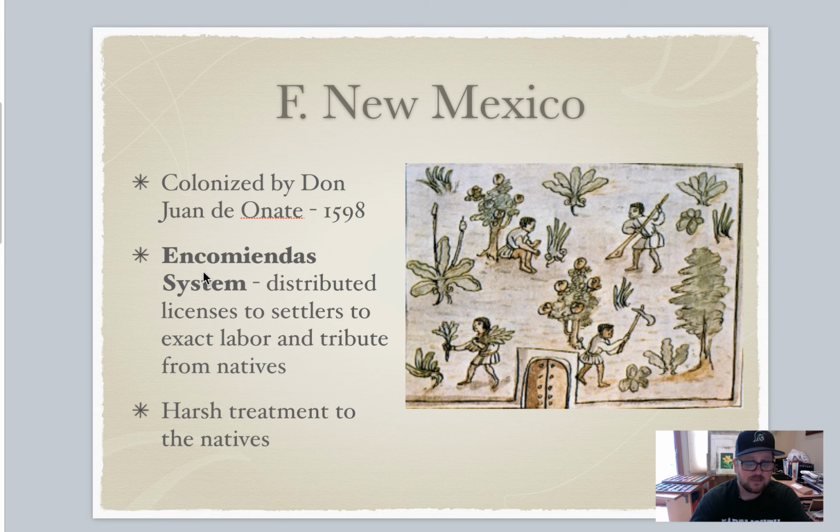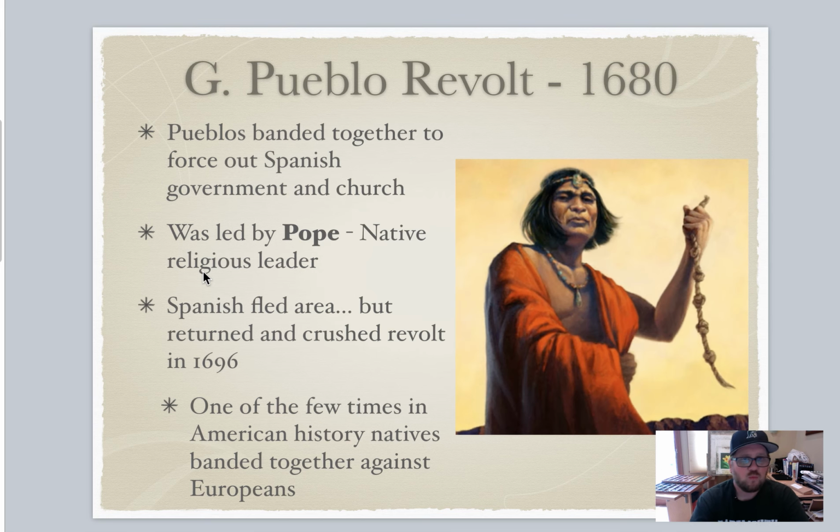We'll get to that in this slide right here. The one example of revolt in this time period that was somewhat successful was the Pueblo Revolt. It is also called Popé's Rebellion because the leader was the Native American chief Popé, who banded together several different Pueblo tribes. And what they did, they were able to oust the Spanish government and the church from New Mexico for a 12-year period.